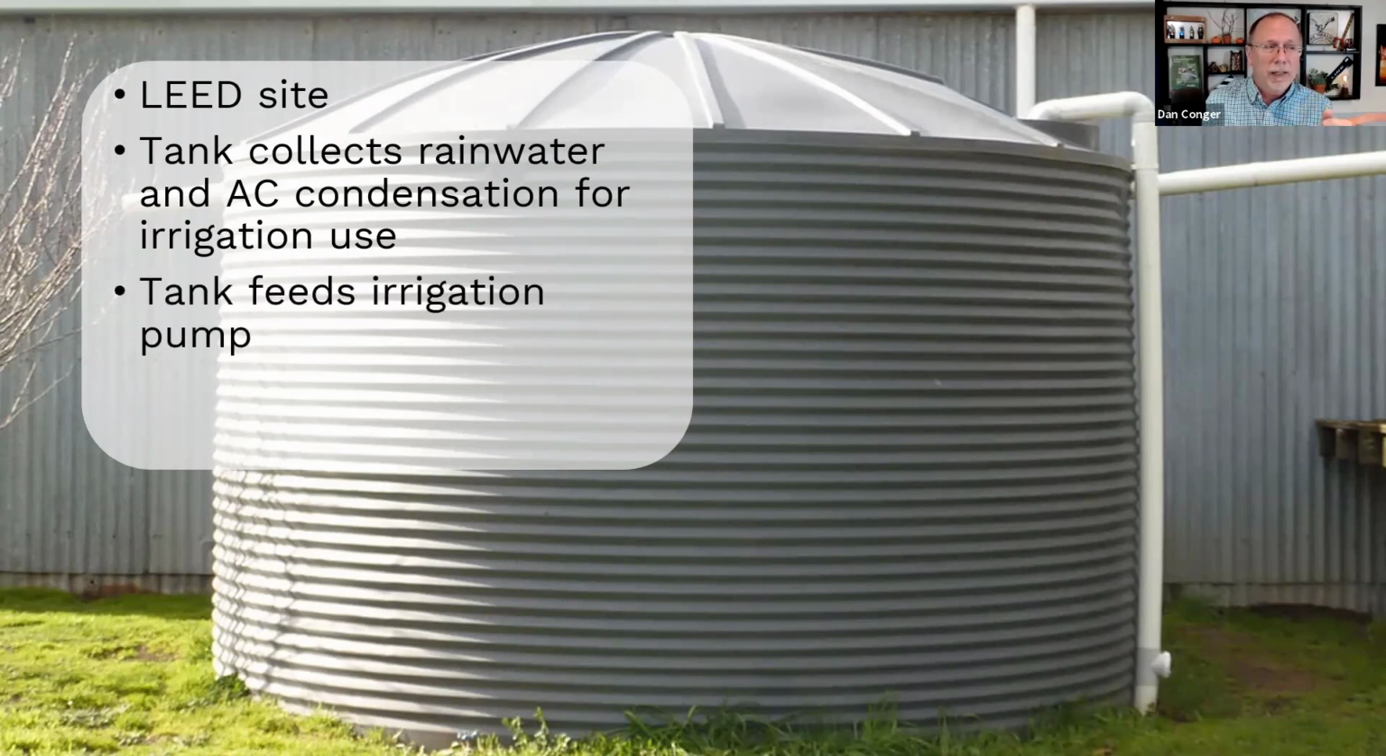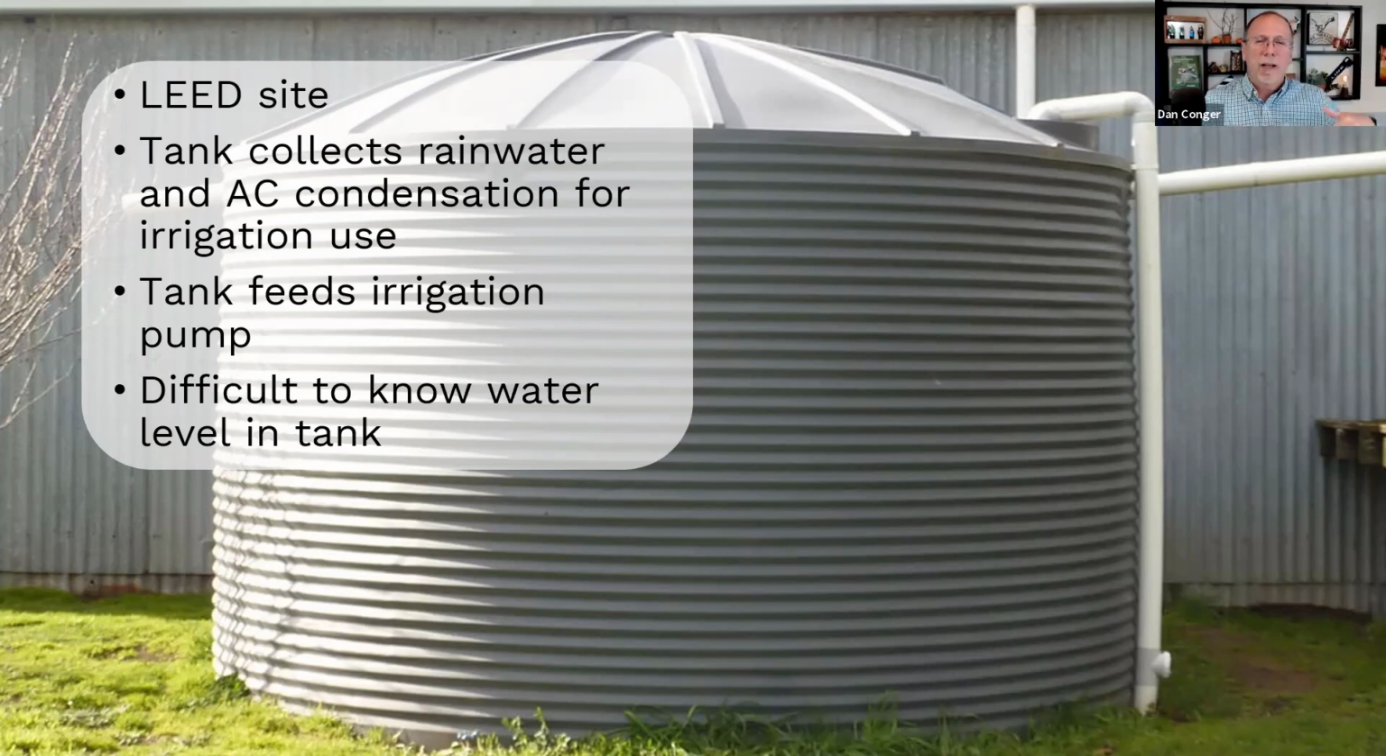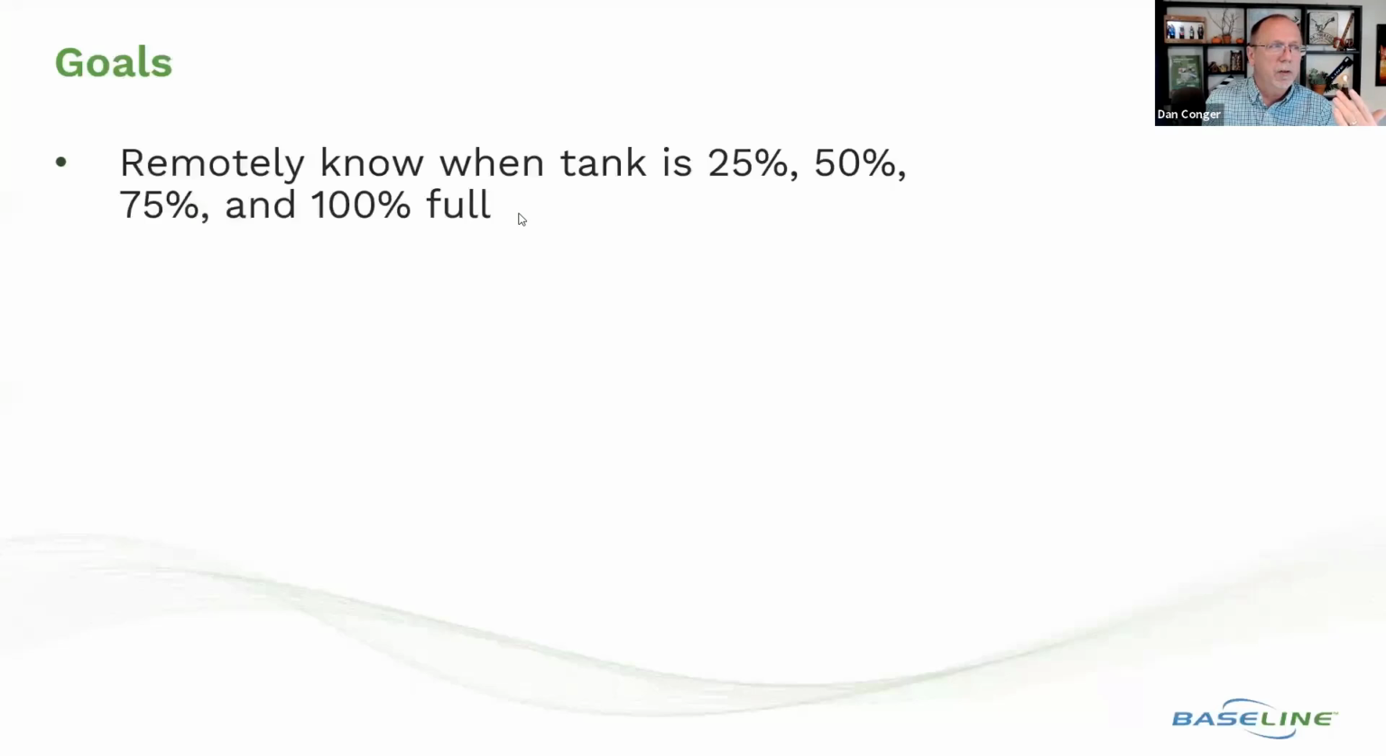This tank feeds an irrigation pump, but it's difficult to know when the water level's low. There's no sight glass on this, and I don't want to have to go out there and inspect it. So here are the goals for this one: remotely. I don't want to have to walk up to it. I want to know when this tank is 25%, 50%, 75%, and 100% full. I want to know that just by logging in and looking at my phone or a computer remotely.